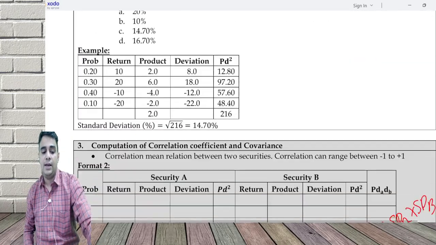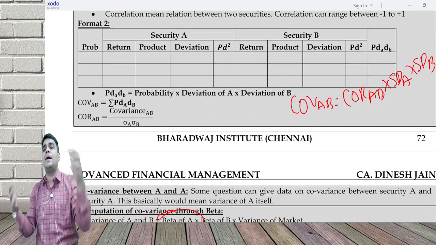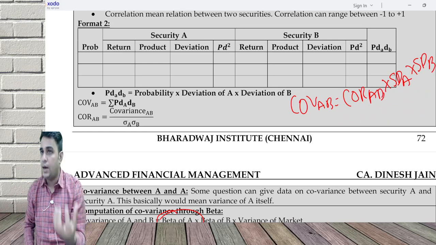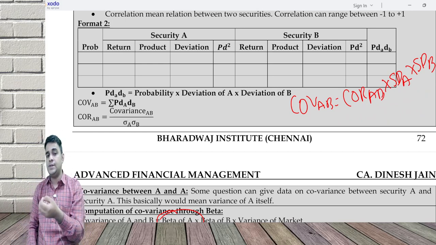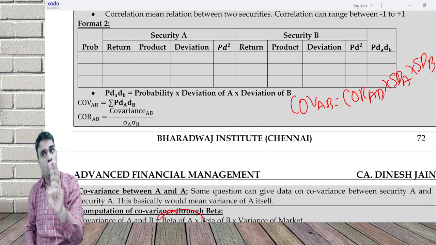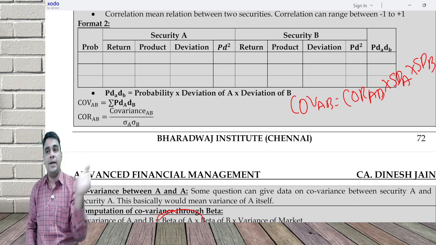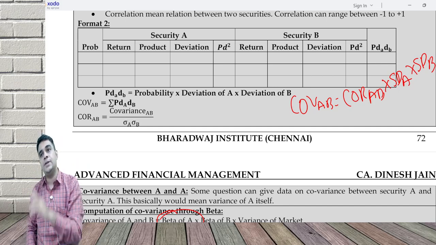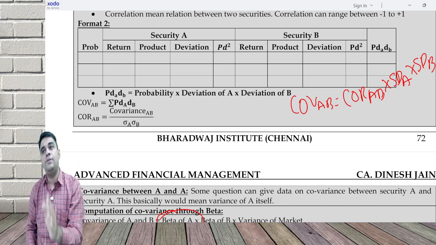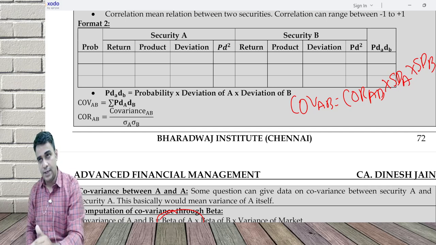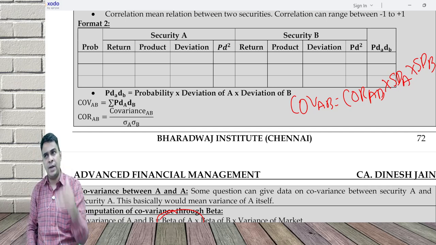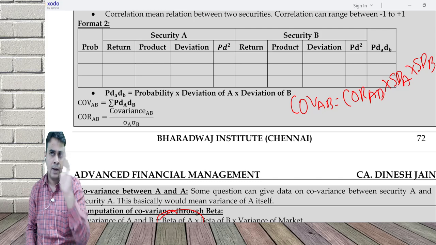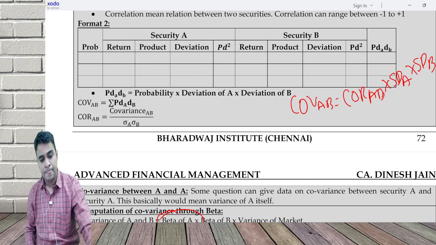Then we said, okay, individual security is fine. Let me move to multiple security, where you bring correlation coefficient and covariance. Covariance is format 2. Return, probability is taken outside. Return, product, deviation, PD square for security A. Return, product, deviation, PD square for security B. Probability into deviation of A into deviation of B. Covariance total. Covariance divided by standard deviation of A, standard deviation of B, gives the correlation coefficient, with +1, -1 as the range.